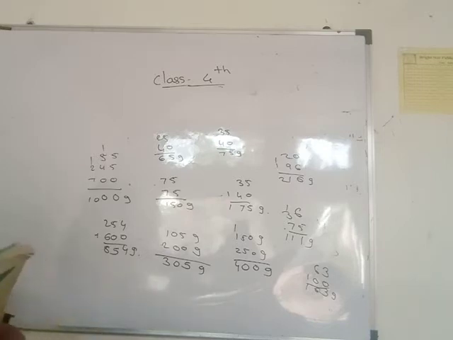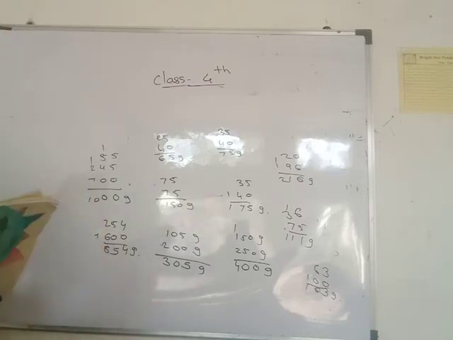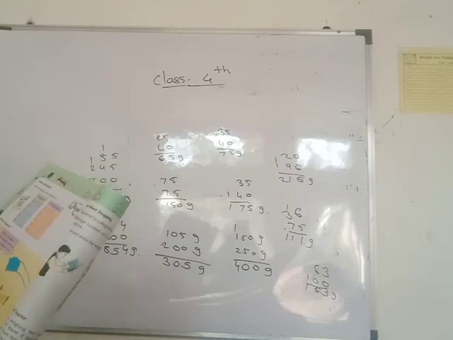Then next one here: grams and kilograms. Name 5 things that we usually buy in your home daily. Then you write here in grams and in kilograms. Suppose this wheat, we use this in kilograms. Then sugar, kilogram. Then you write here which things we use in grams and which in kilograms.